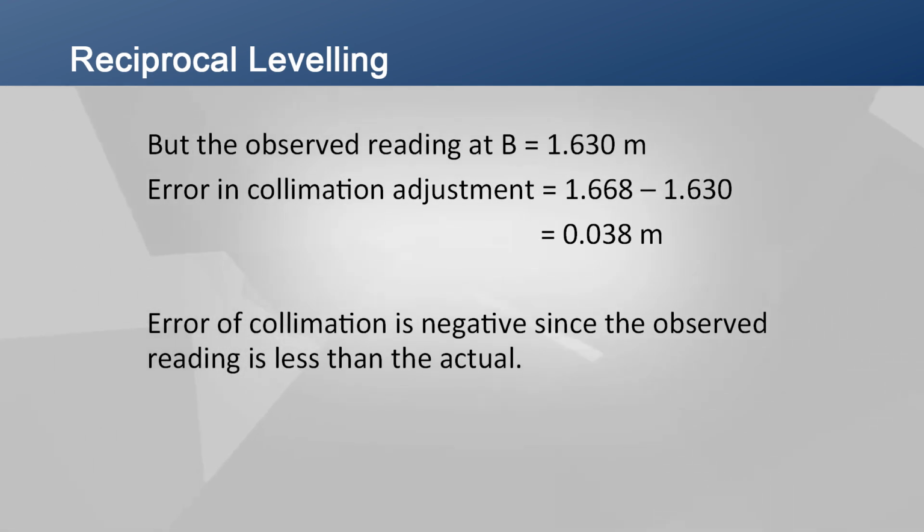But the observed reading at B is 1.630 meter. Hence, we can find the error in collimation adjustment, which will be equal to 1.668, that is the actual staff reading, minus the observed staff reading, that is 1.630, which results in 0.038 meter. Hence, the error of collimation is negative since the observed reading is less than the actual.